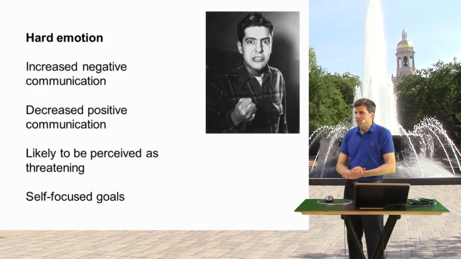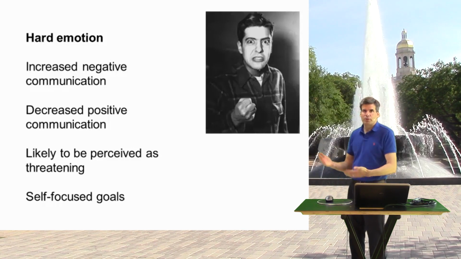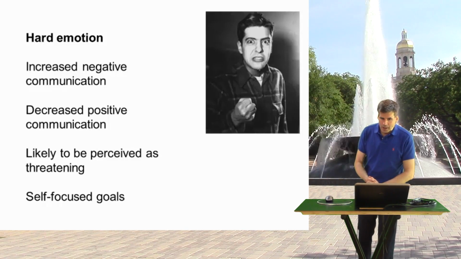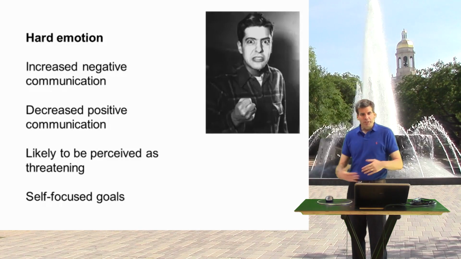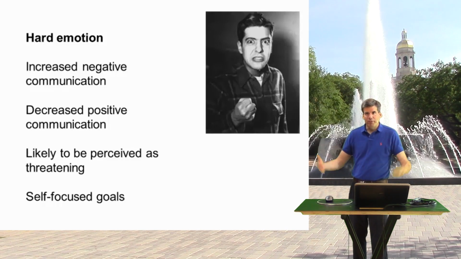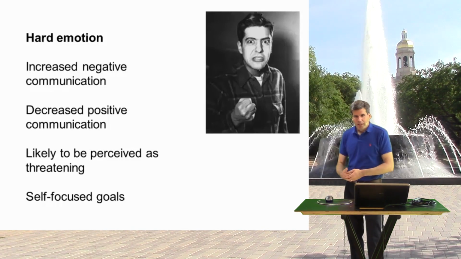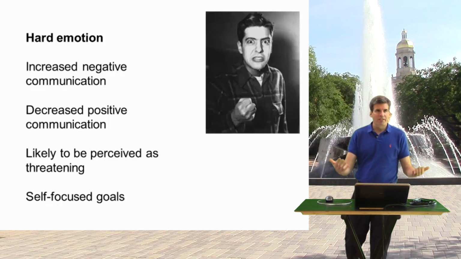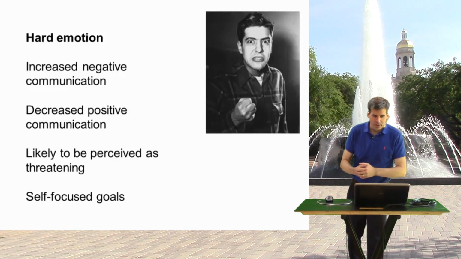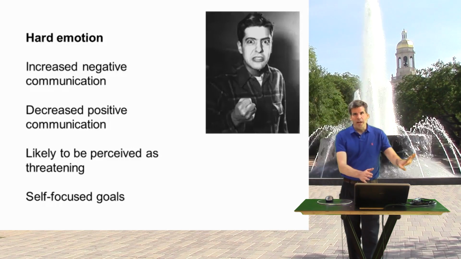We have one type of emotion. Sometimes I call this hard emotion or anger. It's a type of emotion that often increases negative communication. When people get angry, that might escalate the conflict, and they might use negative communication where they criticize each other or get defensive when they listen to each other. That might decrease positive communication.